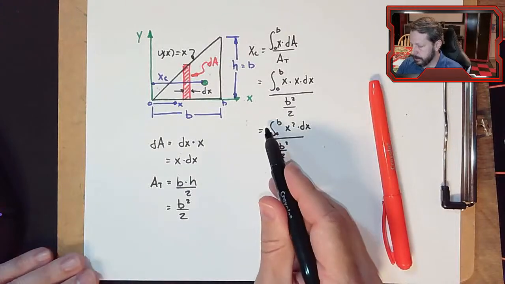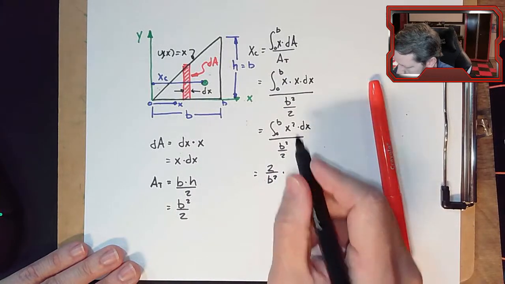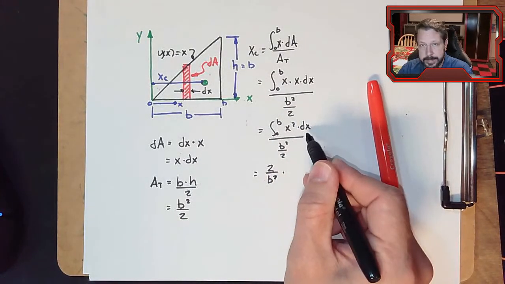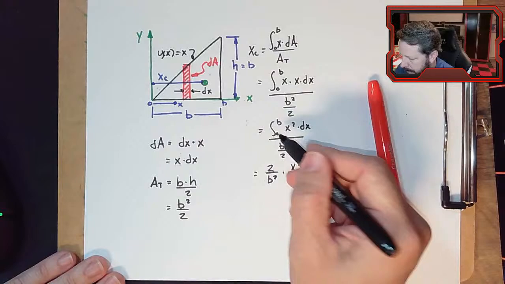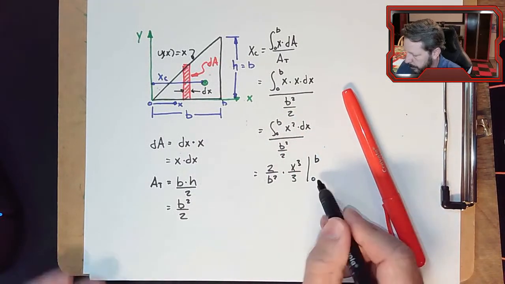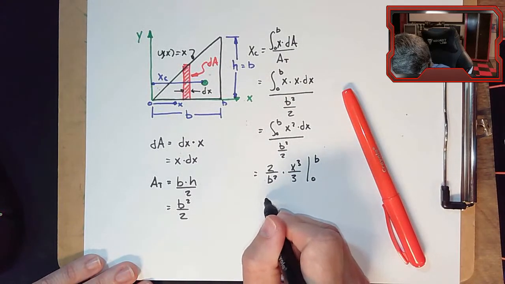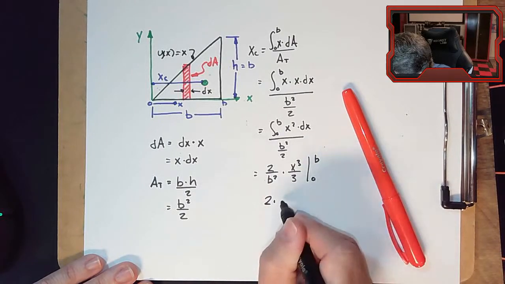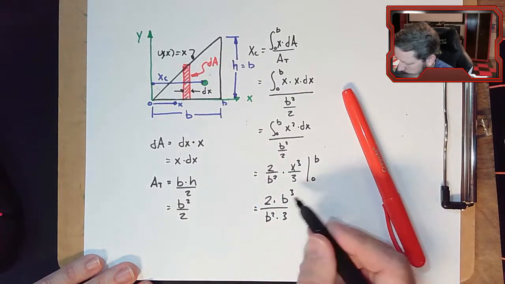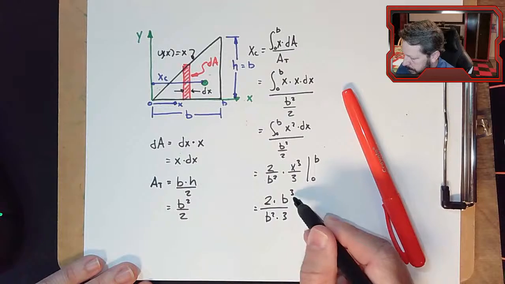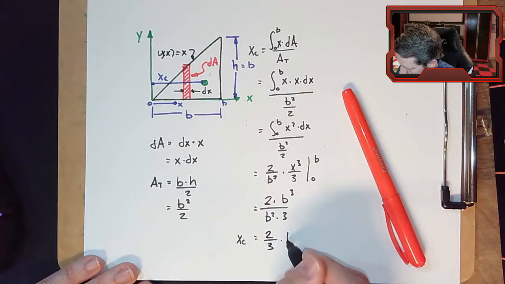The b squared over 2 I can move up to the front here, so 2 over b squared times the integral of x squared dx, which is x cubed over 3, and then I evaluate it from 0 to b. So I'll put a 0 in there and the whole thing just becomes 0, so I only need the b. So 2 times, we're subbing a b, so b cubed over, there's b squared, times 3. The b cubed cancels with the b squared, and I'm just left with x sub c equals 2/3 times b.